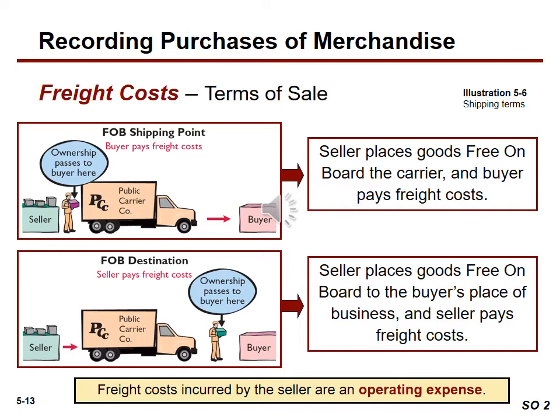The first thing is who is responsible for the products while they are in cargo or in the shipping process, and who pays for the delivery expenses. So in the first case, in the FOB shipping point, the buyer is the one who pays for the freight costs. And in the second case, the FOB destination, the seller or the supplier is the one who's going to pay for the freight costs.